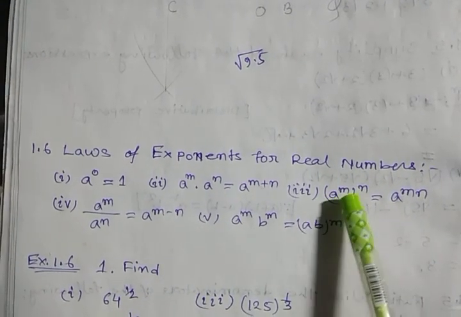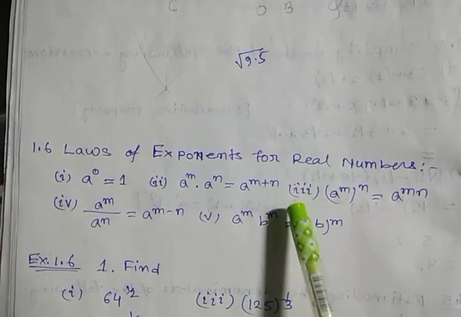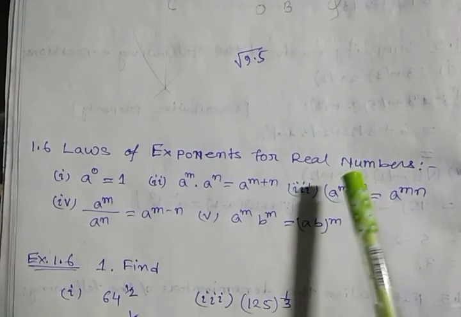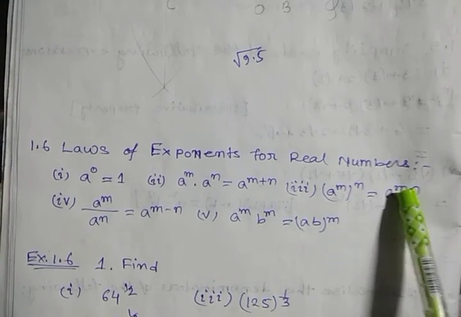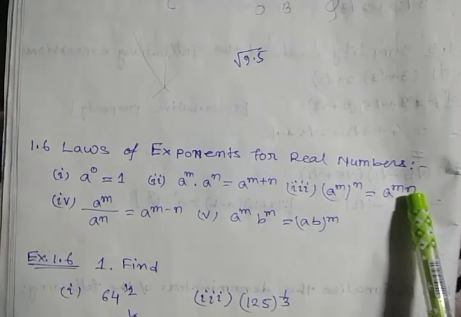Number 3, a to the power m and whole to the power n. That means this is in product. So a to the power m and whole to the power n, if it is in this way, we can multiply the powers. So a to the power mn. It will be a to the power m into n.